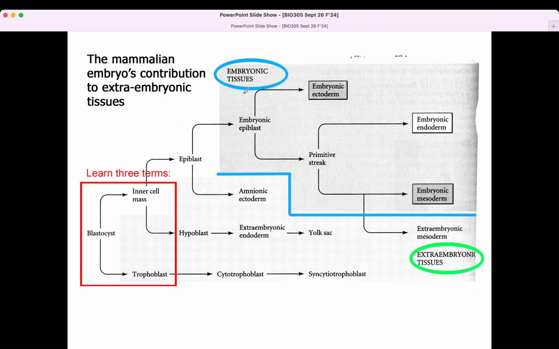So we want to learn a little bit about that fact, and just learn these three terms, right? Because of that timing right around implantation, when the embryo shifts from being able to have every cell make everything to having some restrictions. That's why we want to focus on that. So we'll learn those three terms, and we won't get strangled and derailed by all the details in the book, okay? Then there's one more piece.